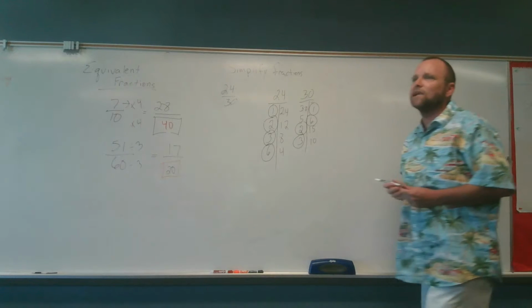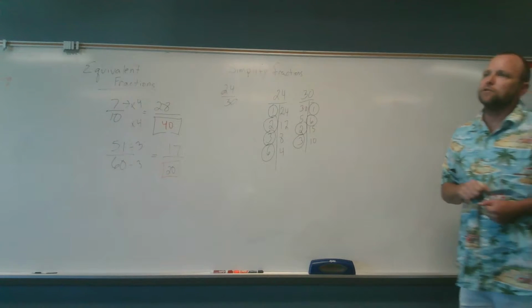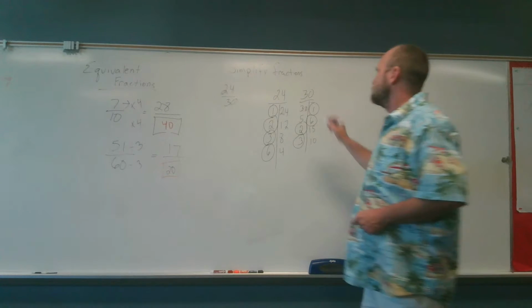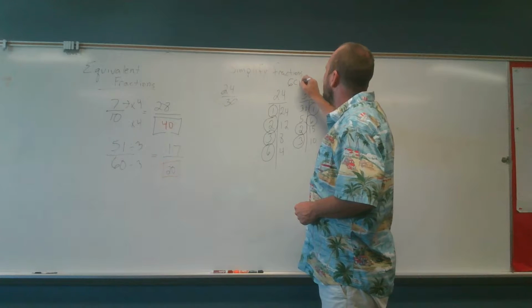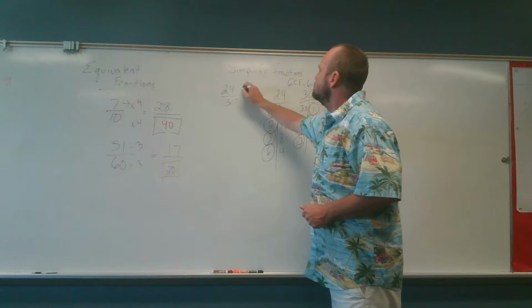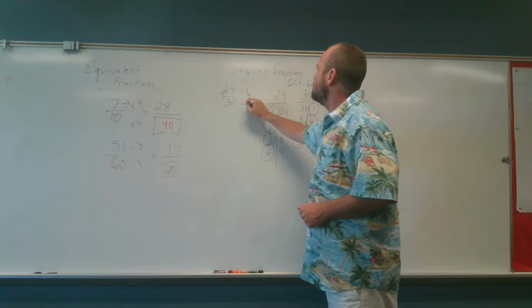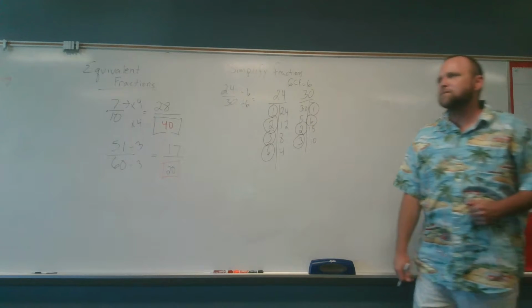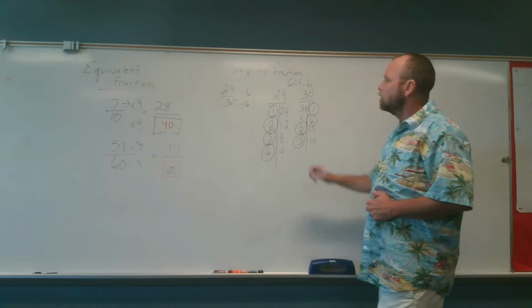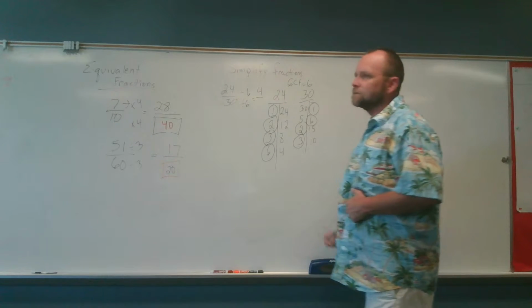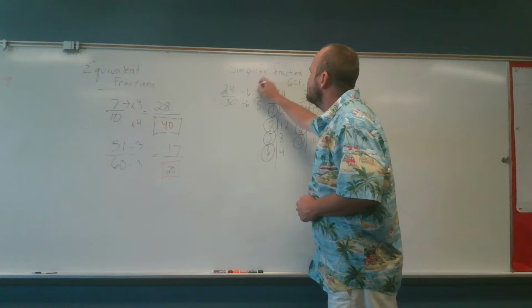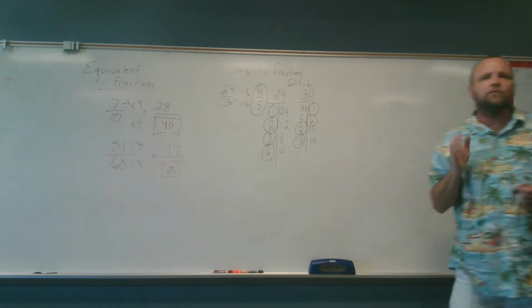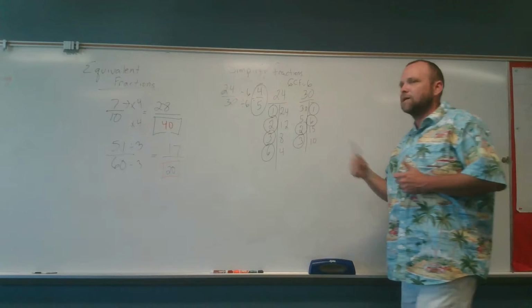So, Sanaya, what is the greatest common factor? 6. My greatest common factor is 6. So I divide both of these by 6. What is 24 divided by 6? 4. And 30 divided by 6? 5. So 24/30 simplifies down to 4/5. They have the exact same value.